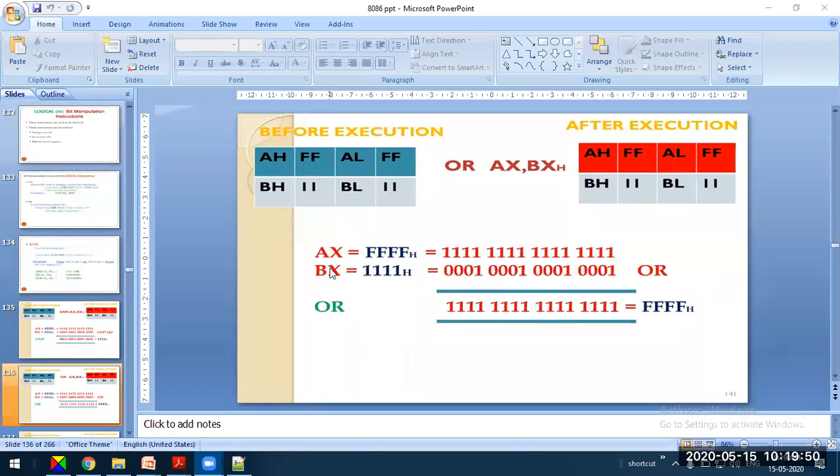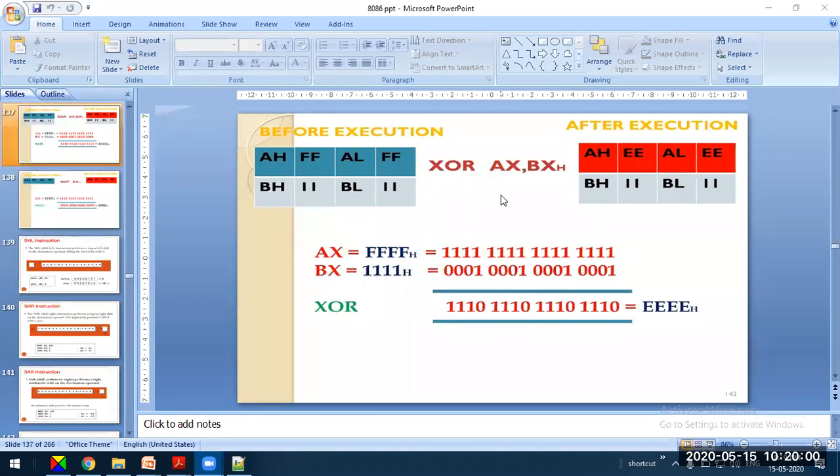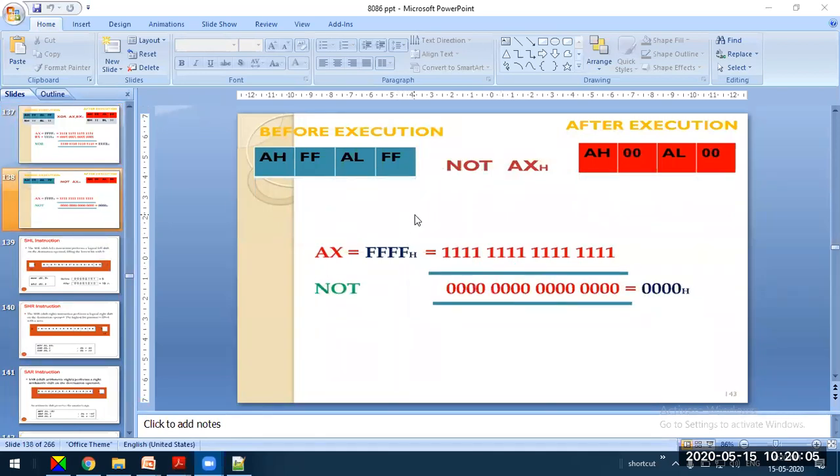So one of the data can be in the AX register. The other data can be in a register, or it can be in memory, or it can be part of the instruction. Anything is possible. Similarly, the XOR operation.